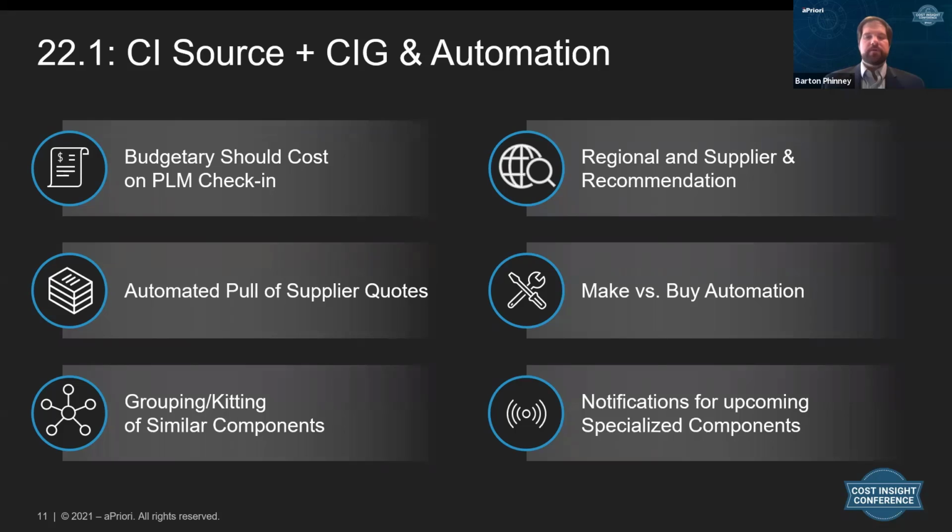Regional and supplier or make versus buy recommendations based on an automatic check-in. And then as components are being checked in by engineering, triggering reports to procurement for what kinds of components, materials, et cetera, are coming down the pipe and flagging anything that's special about them so that if there's extra lead time that's needed to source those components, procurement has the time to do that. As we continue developing Cost Insight Source, we'll narrow in on the workflows we plan to support.